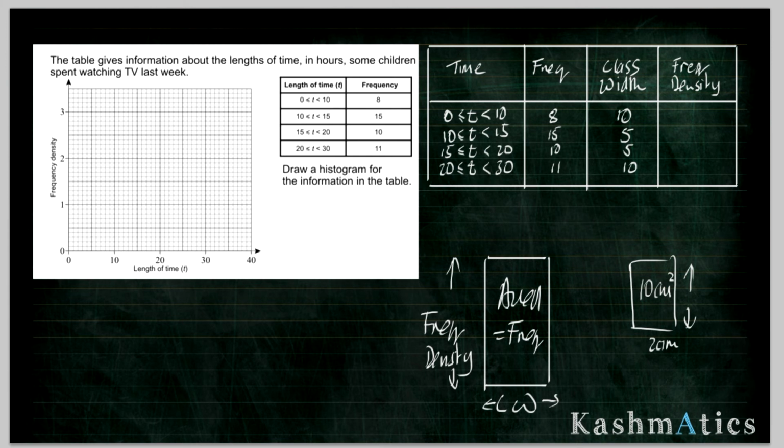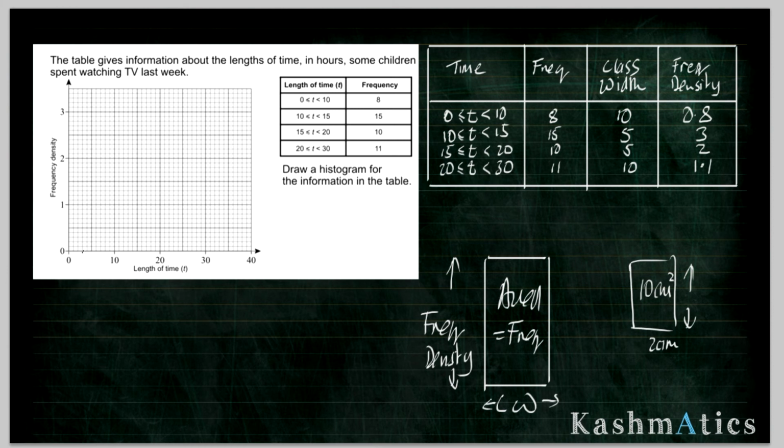So the frequency is the area of the bar, you divide it by the width to get your frequency density. So 8 divided by 10 is 0.8. 15 divided by 5 is 3. 10 divided by 5 is 2. And 11 divided by 10 is 1.1. So that's all I need to draw. And remember, it's like a bar chart but without the gaps. So let's just draw this on now.